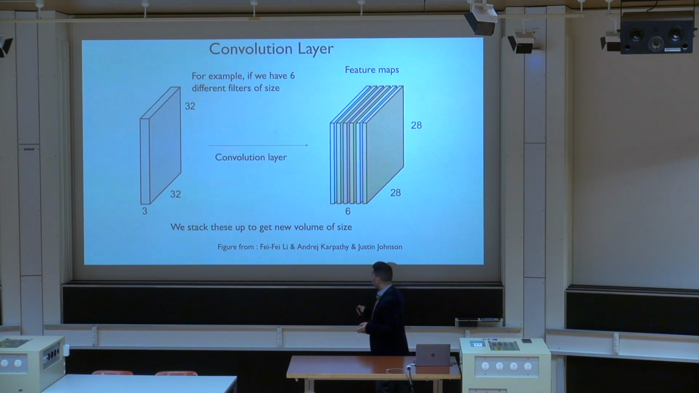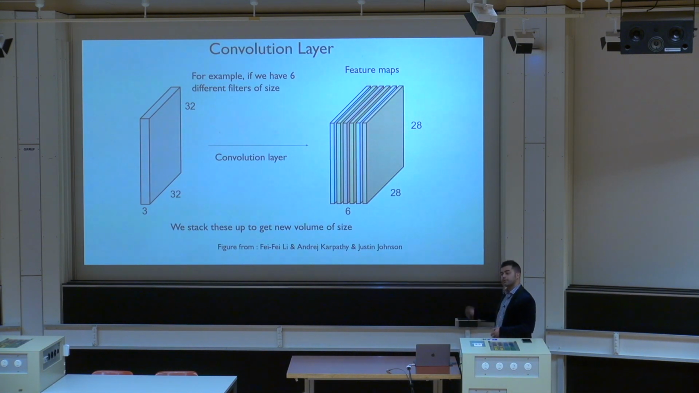So what we do, we get the input volume, and we represent it with another volume for the next layer, right? And this one, 28 by 28 by 6, is going to be the input volume for the next layer. And we just repeat this process based on the number of convolution layers that we have, right?